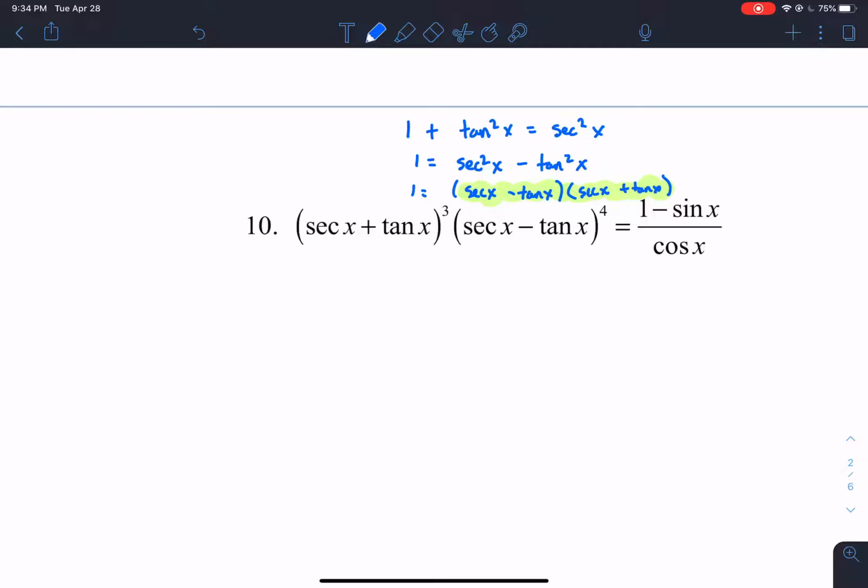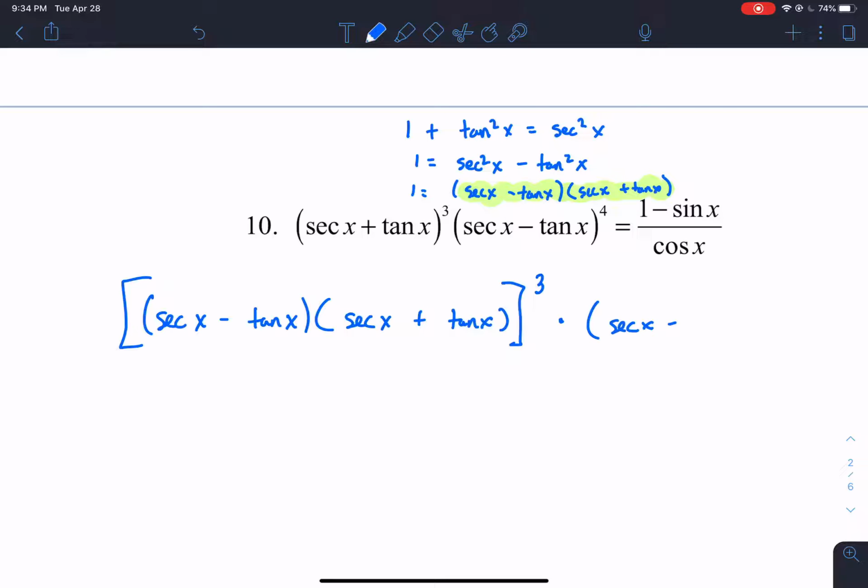So if I write this out now, I got secant minus tangent times secant plus tangent, right? If I multiply those together, and I have 3 pairs of these, that still leaves me with 1 secant minus tangent left over, right? Because that was raised to the 4th.